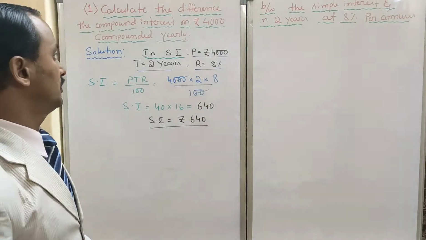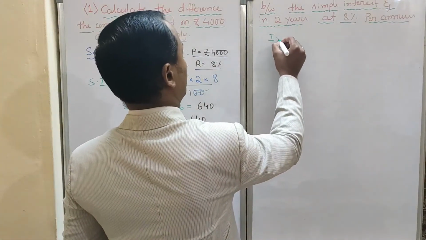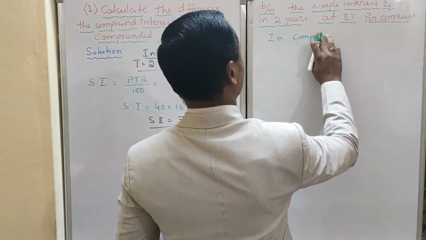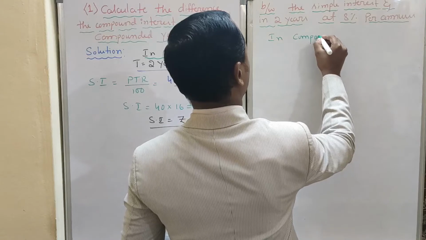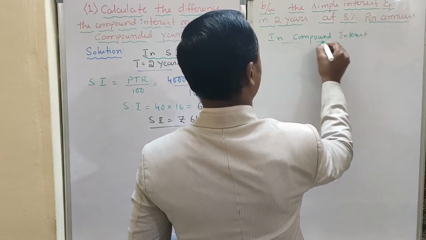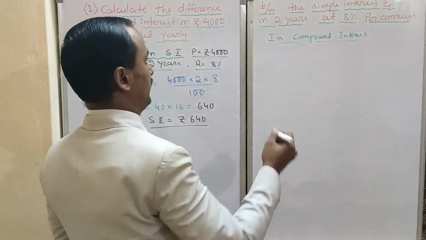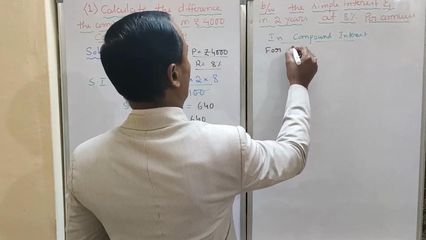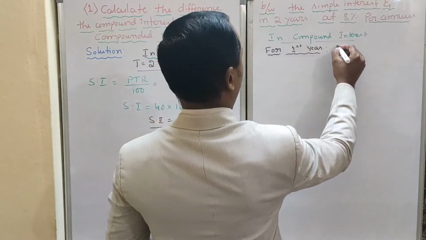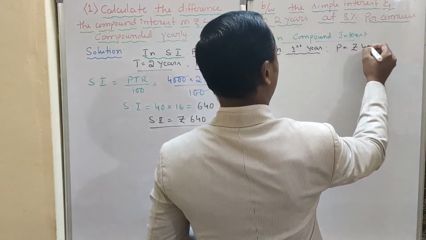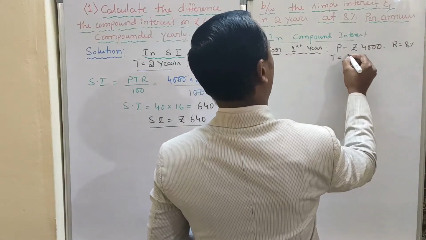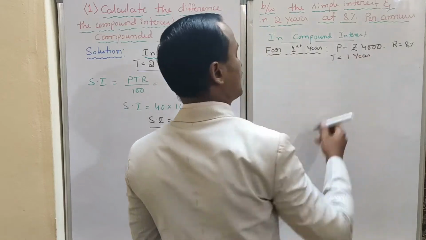Now directly I am going to compound interest. In compound interest for the first year, look here. For the first year, dear children, principal is the same amount 4,000. Rate of interest is 8%. Time is 1 year. We are finding the compound interest for 1 year.